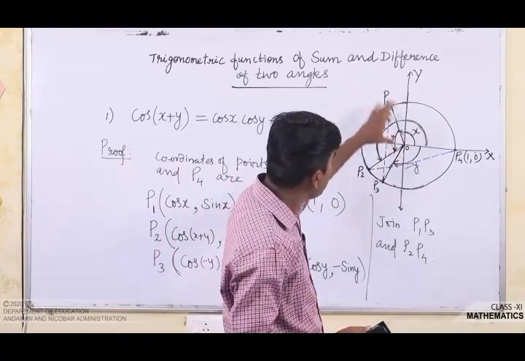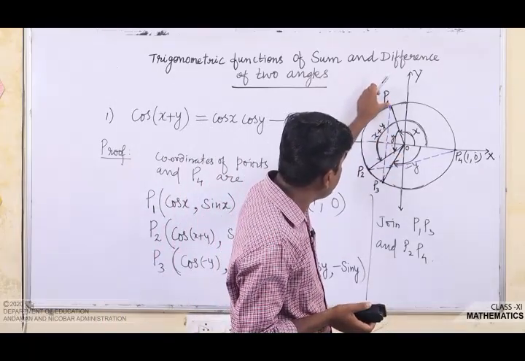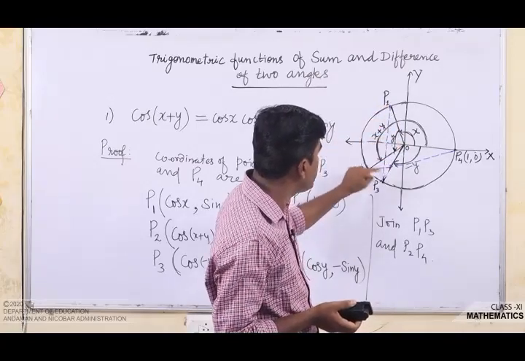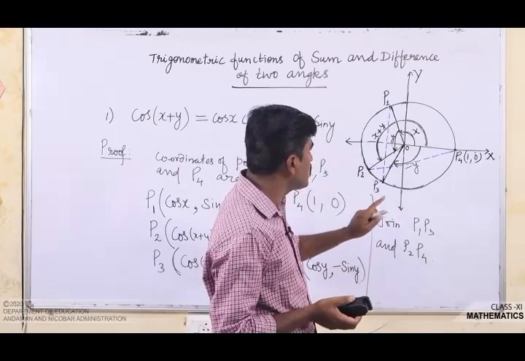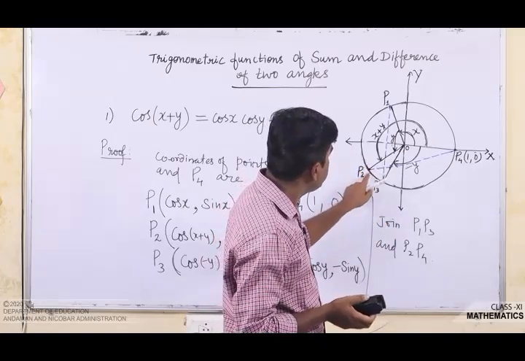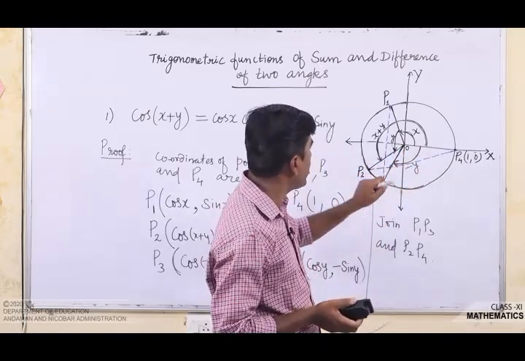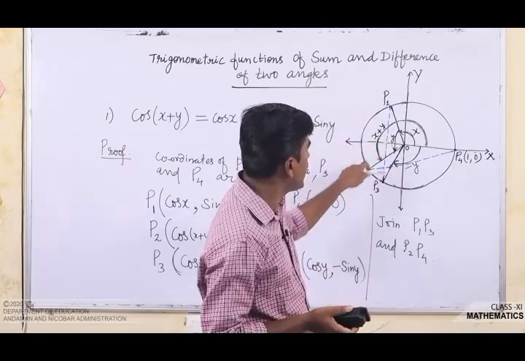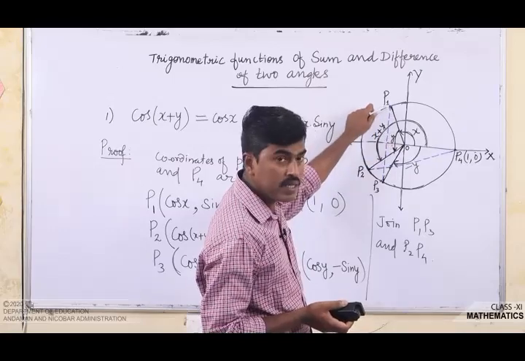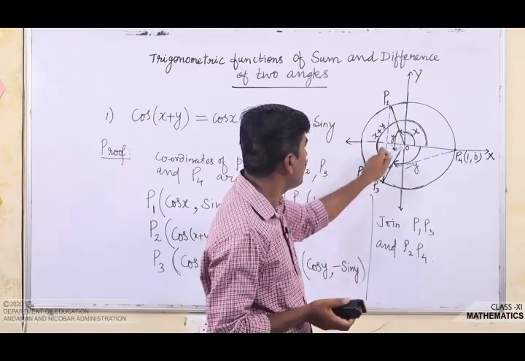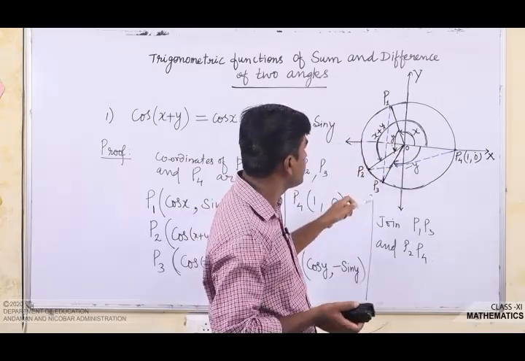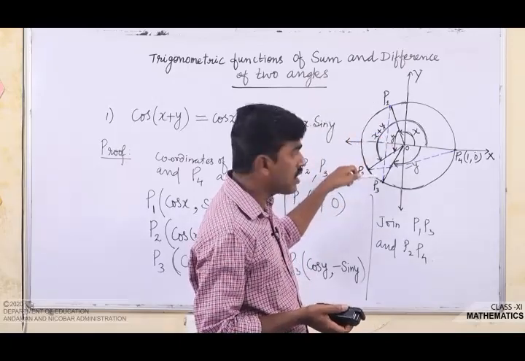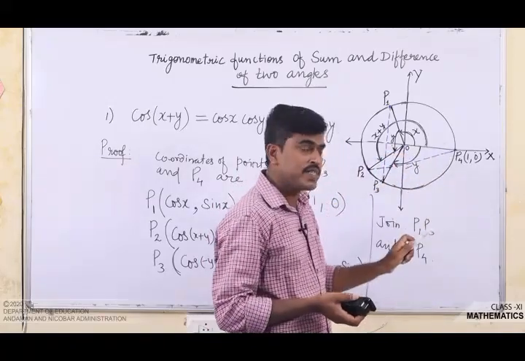Now in this circle, the triangle P1OP3 is congruent to the triangle P2OP4, okay. Because here OP1 is the radius of the circle, here OP2 is also the radius of the circle, okay. Then OP3 is the radius of the circle, OP4 is also the radius of the circle.